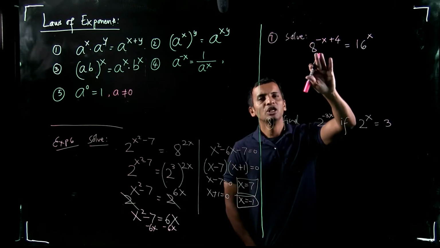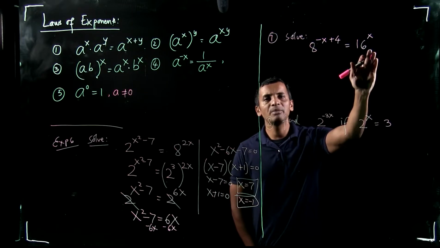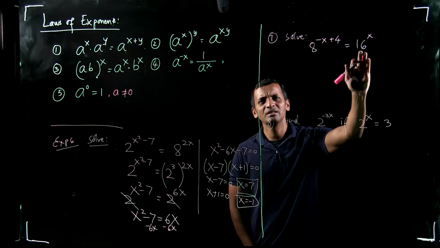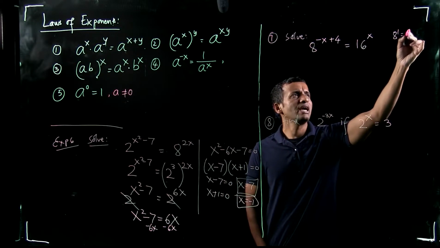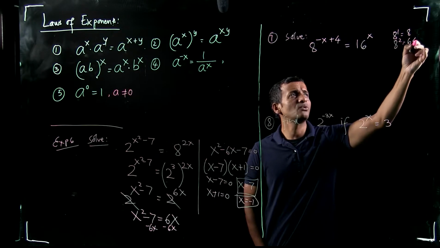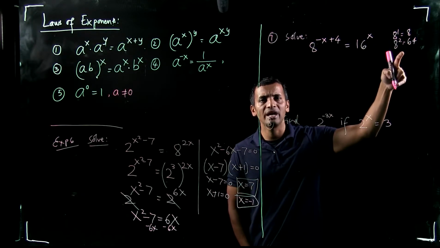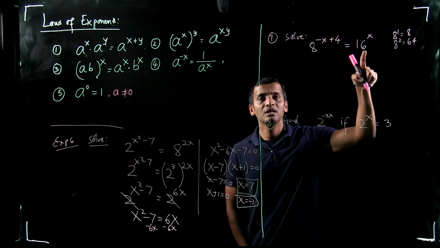Next is solve. Here on the left side there is 8, base 8. On the right side the base is 16. So can you change 16 to base 8? Let's try. What is 8 to the 1? It is 8. 8 to the 2 is 64. So 8 to the 2 is not 16, because 8 to the 2 is 8 times 8, which is 64.